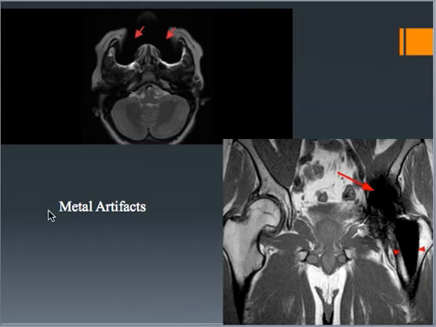So this is what metal artifacts look like. Remember when I said it's like a black hole? This patient has an artificial hip replacement. You can kind of see the outline of where the hip is, like the femur here, on this one. But because that was made of metal, it shows that black hole.